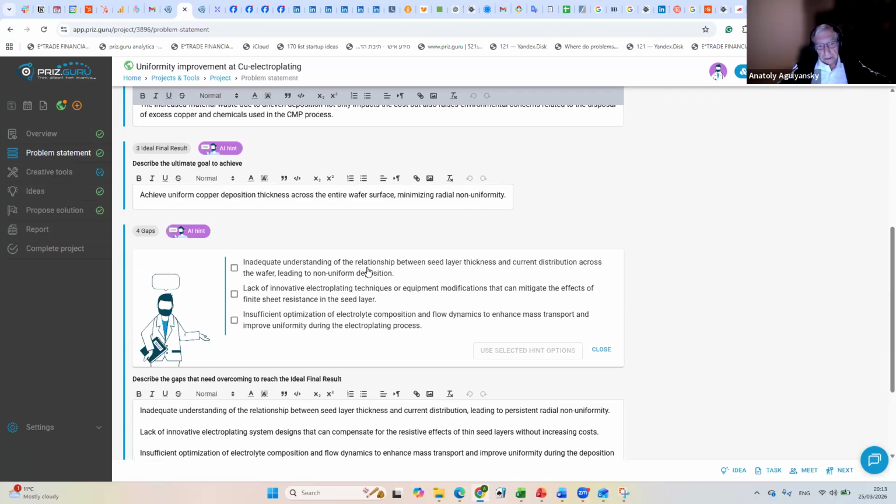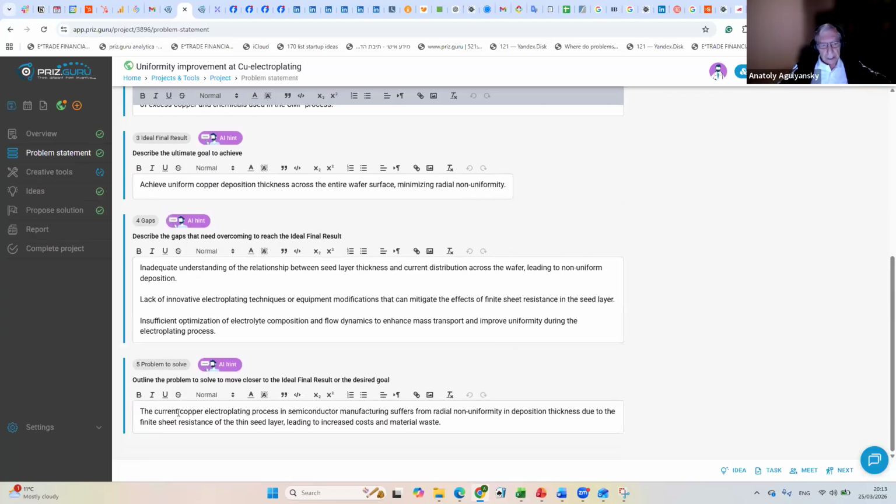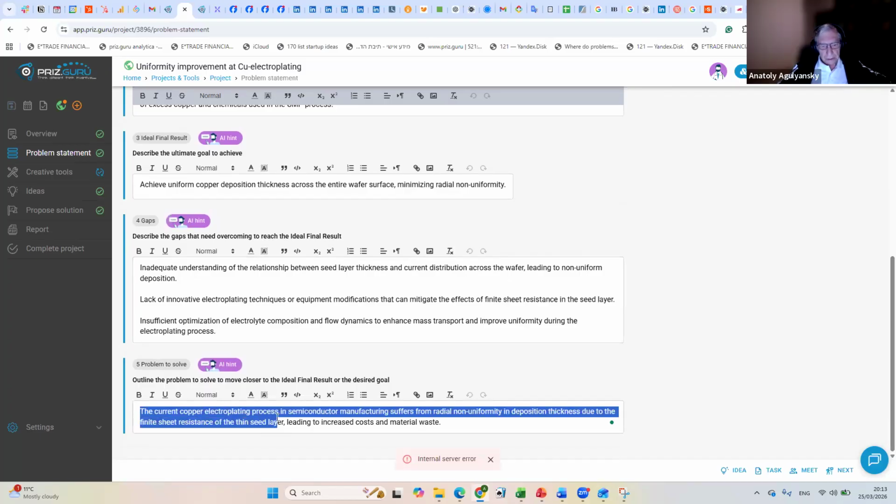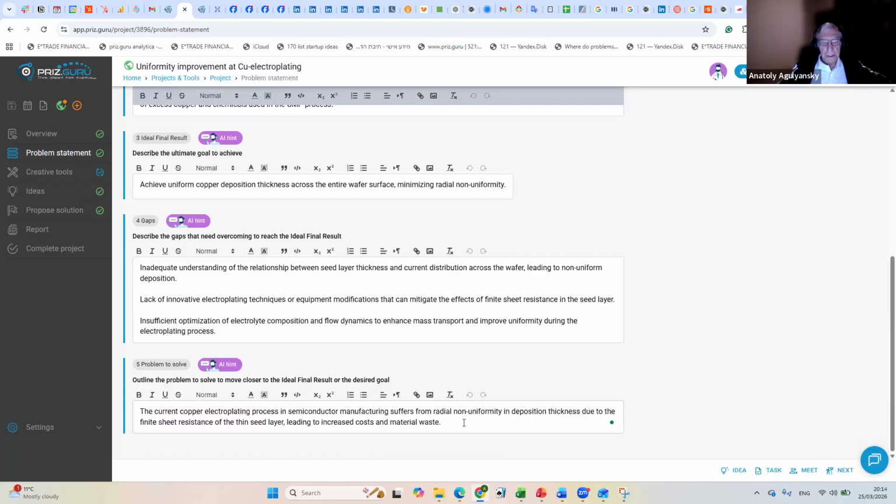Inadequate understanding, right? Lack of innovative, yes. Yeah, all of them are relevant for us. And as a problem to solve, we picked up: the current copper electroplating process in semiconductor manufacturing suffers from radial non-uniformity.